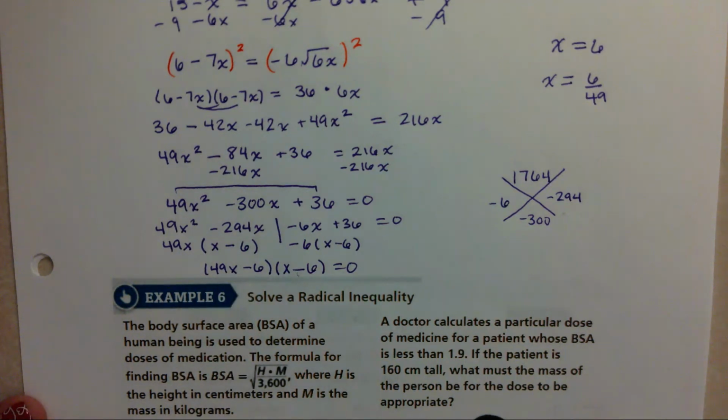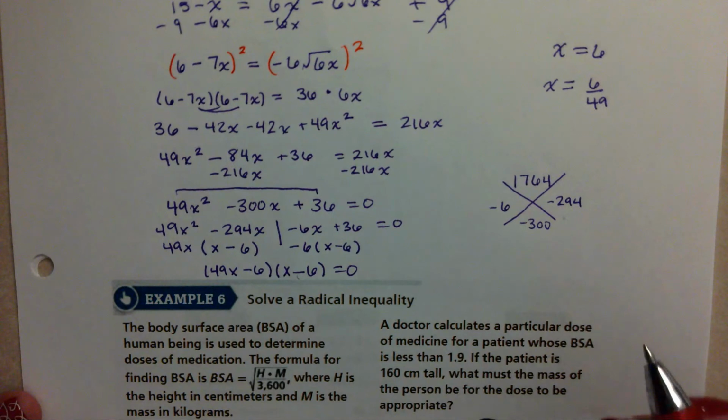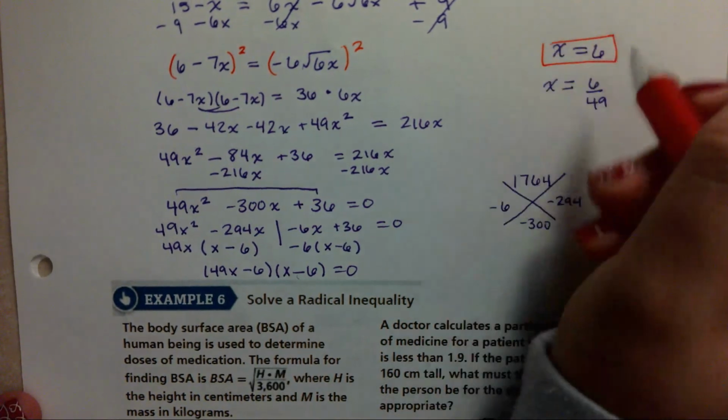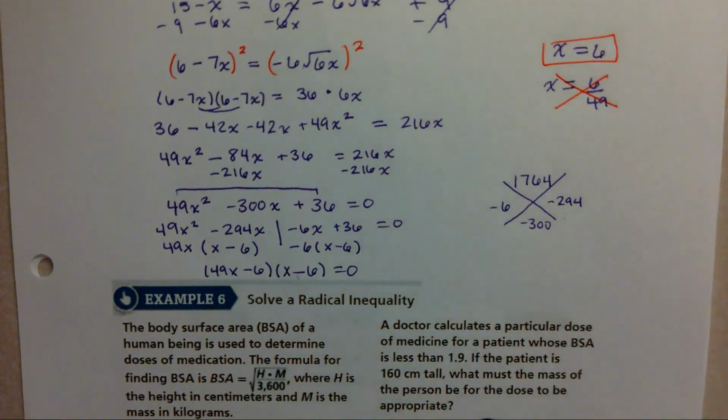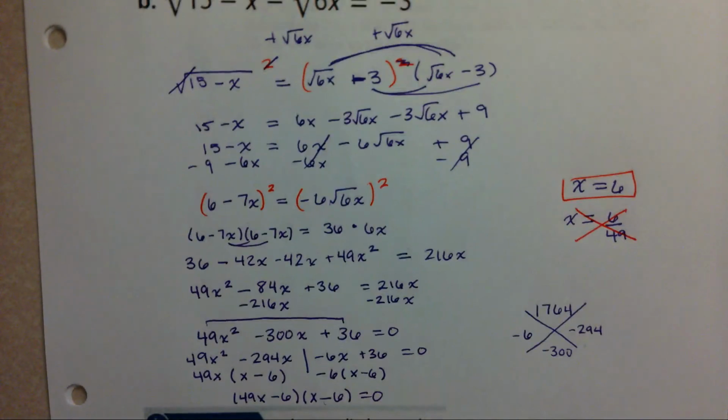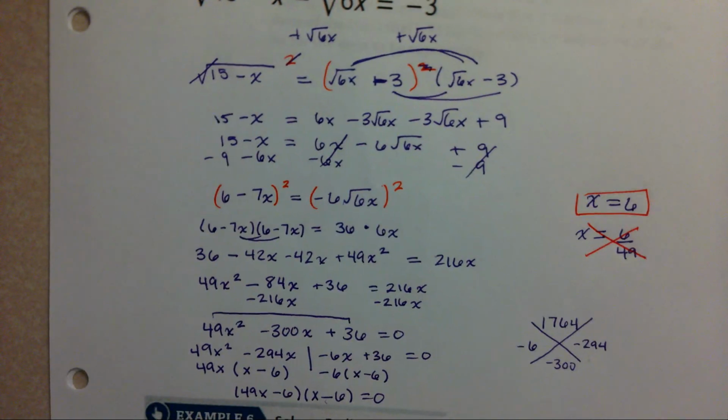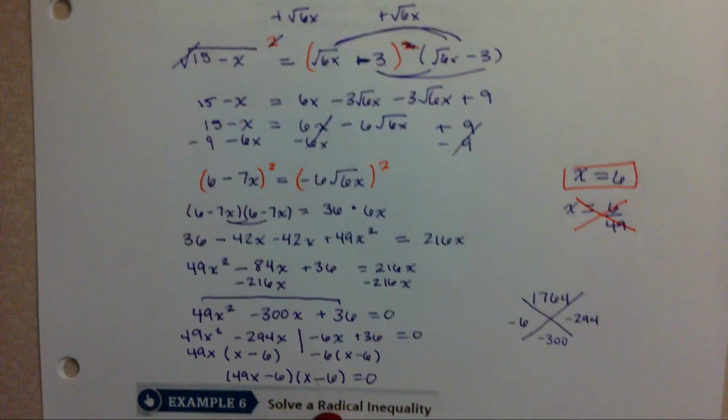And when you check these, I'm just going to tell you, 6 will work, and 6 over 49 is extraneous. So we will reject that one. Wow, that one was a little complicated. I will not give you anything that complicated on your assignment or on a quiz or test. Okay?